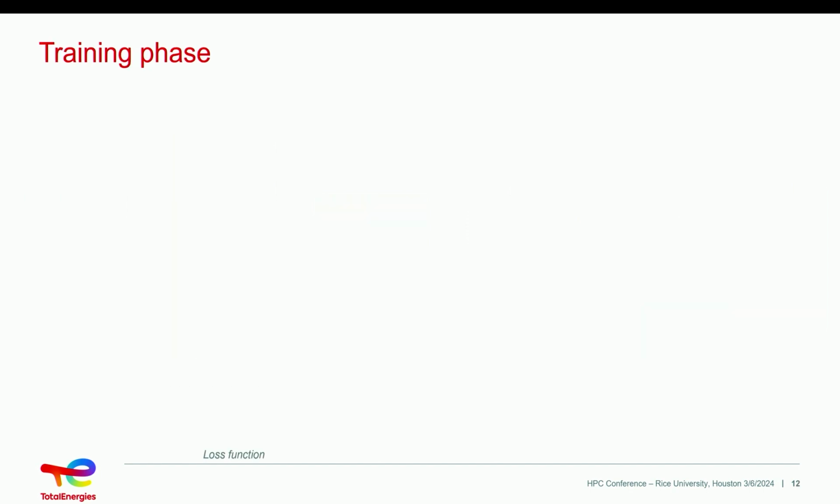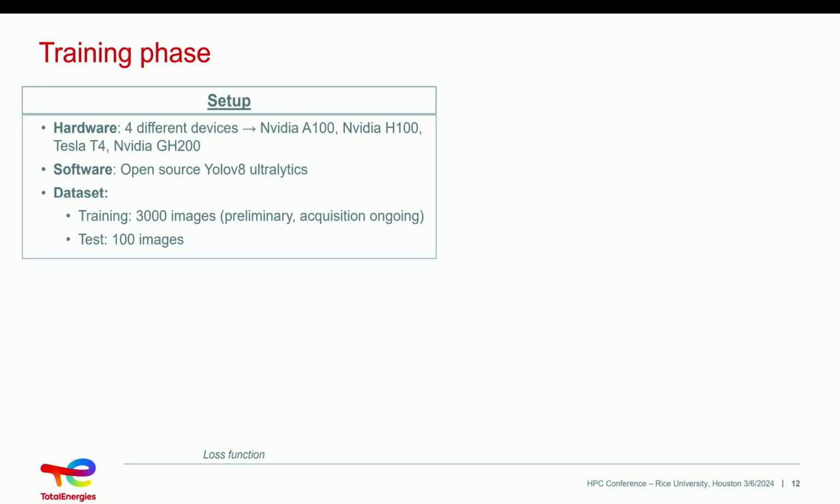So now I will enter into the training phase. To give you a quick overview of my setup, I worked with 4 devices: NVIDIA A100, NVIDIA H100, Tesla T4, and NVIDIA GH200. About the software, as I mentioned, I'm working with YOLO v8. About the dataset, I have about 3,000 images to train and 100 images to test.